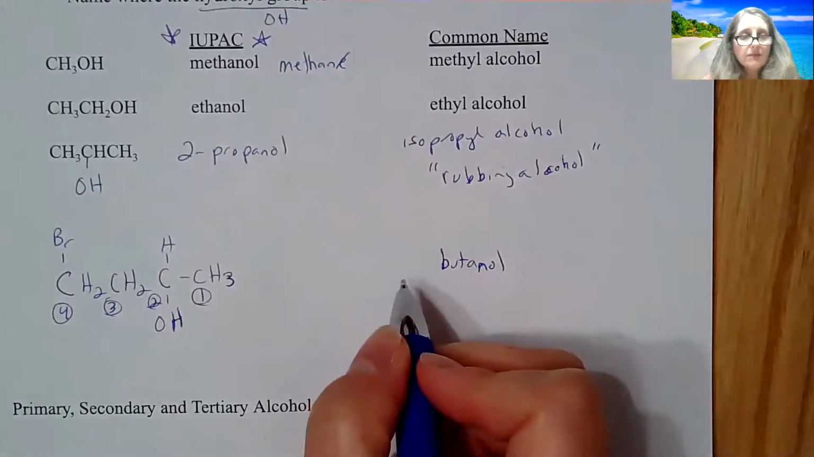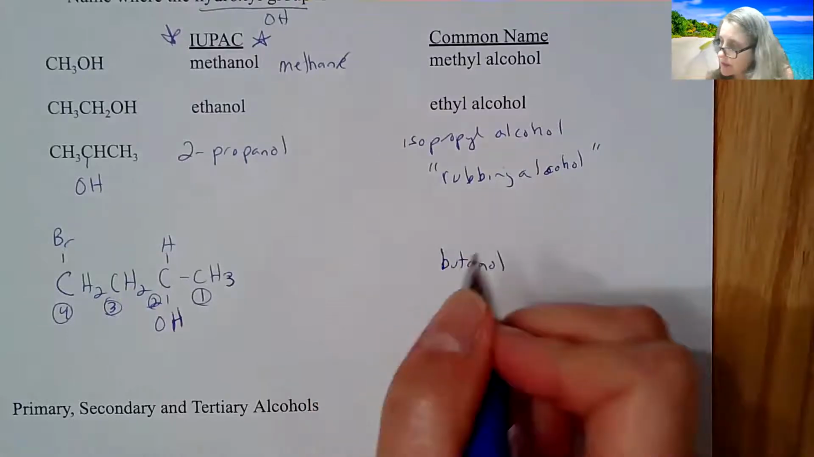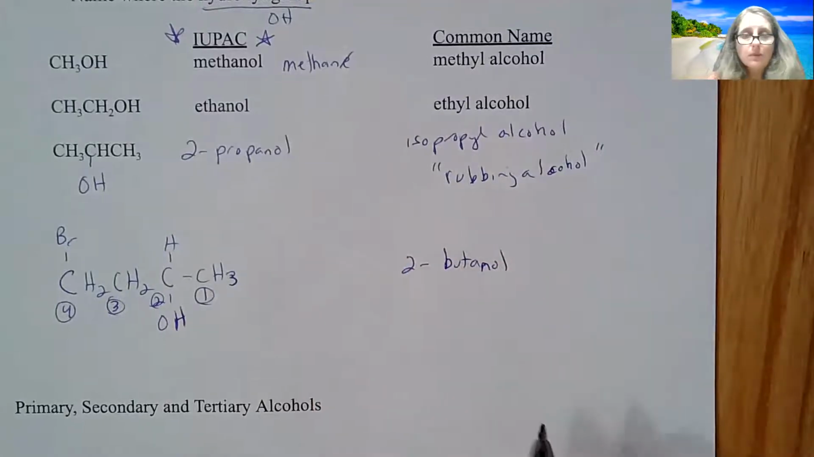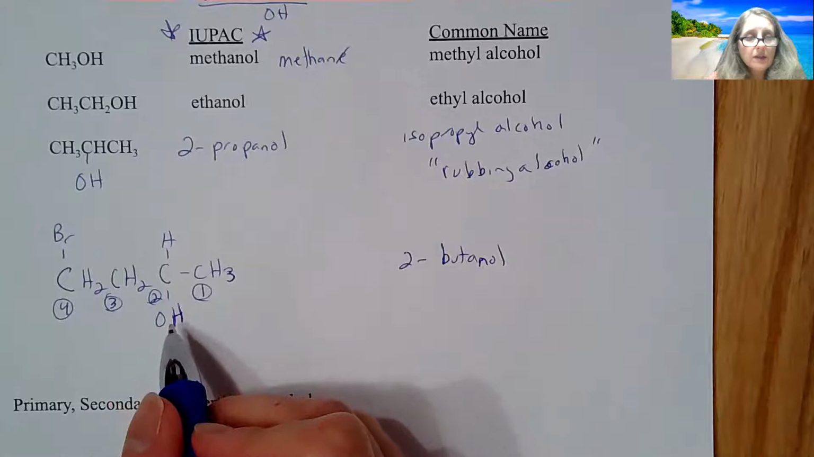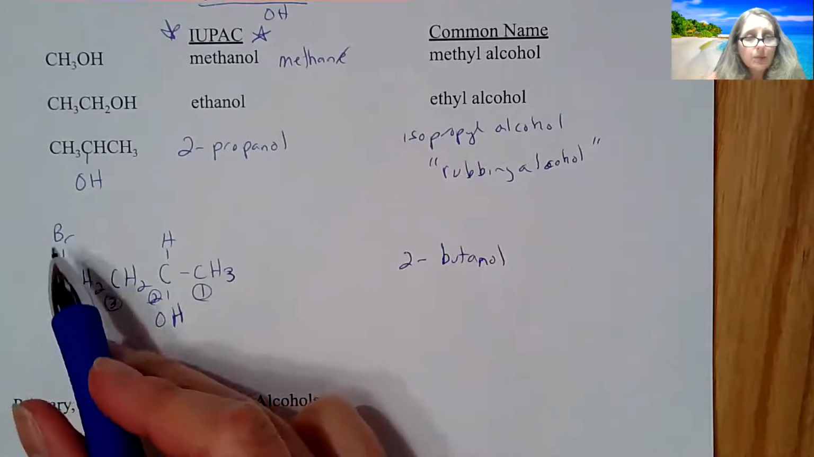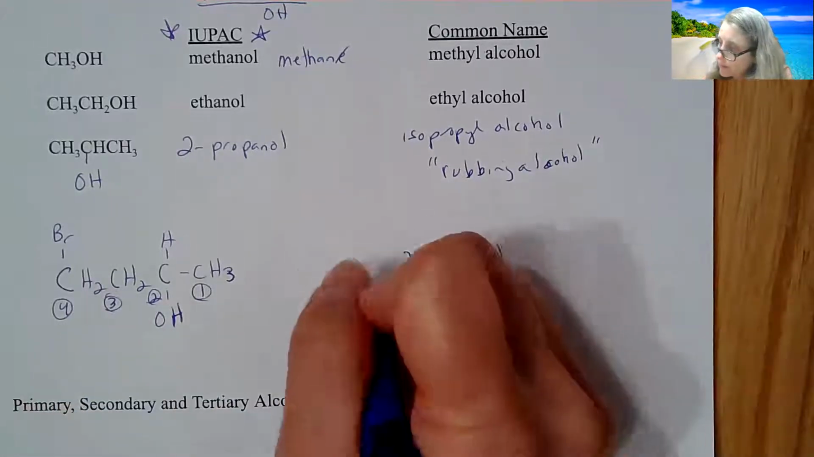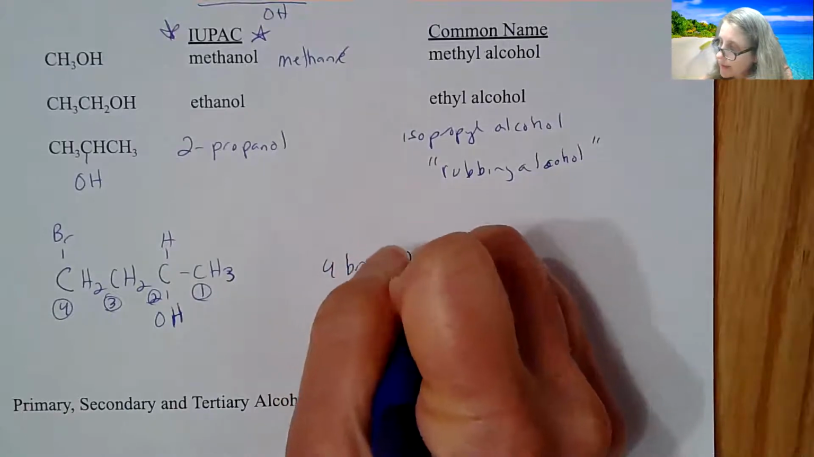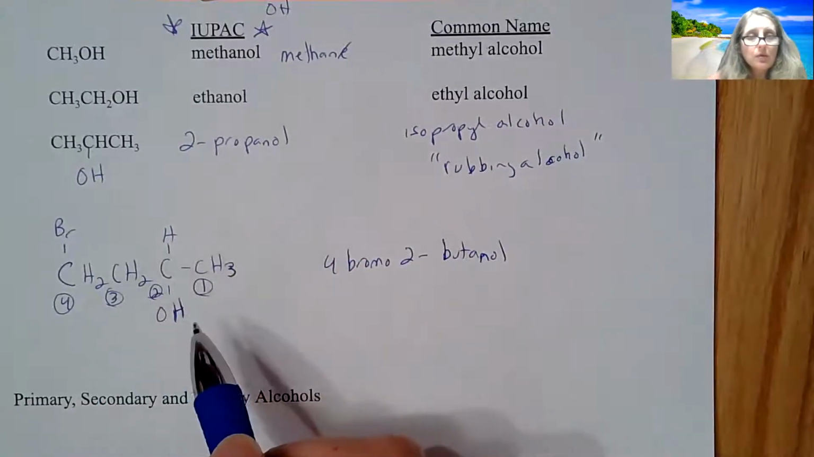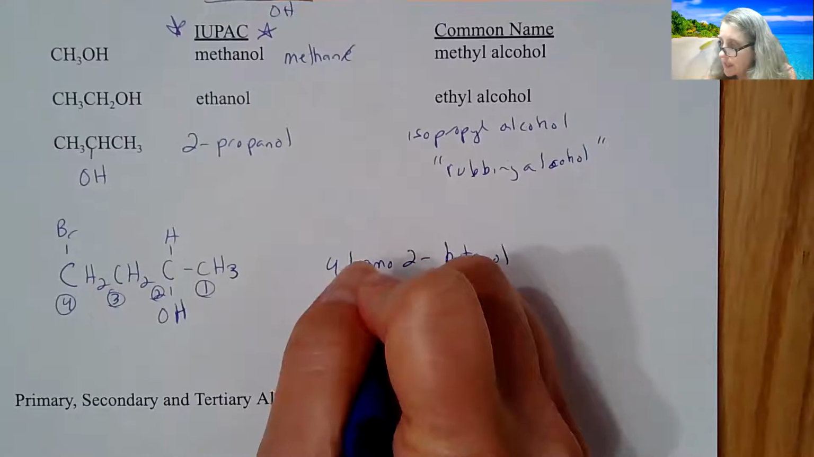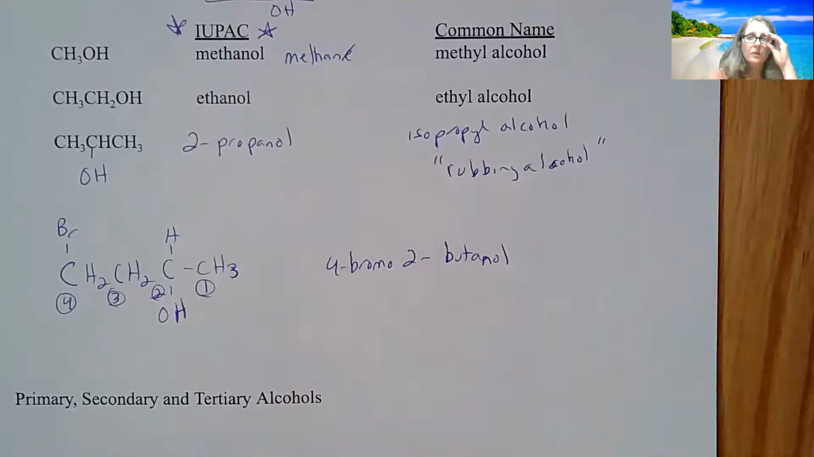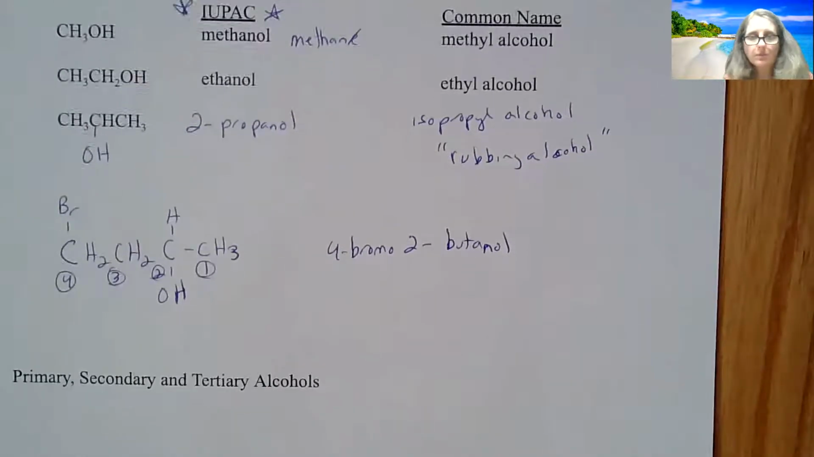Okay, and I have to tell the reader where that OH happens to be. So I'm going to do a 2-butanol for that OH off of the second. Again, the bromo is here off of the 4, so I'm going to put a 4-bromo in front of that. And again, any other branching you would have is going to follow the same set of rules as we learned before. So again, once you learn alkanes, everything else kind of flows. It's just additional information that you have to put in there.